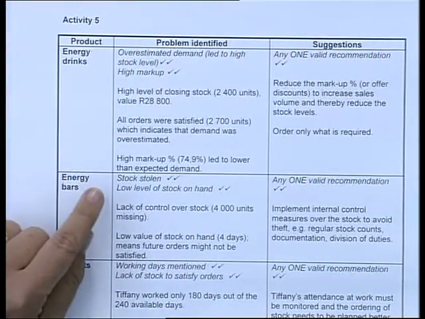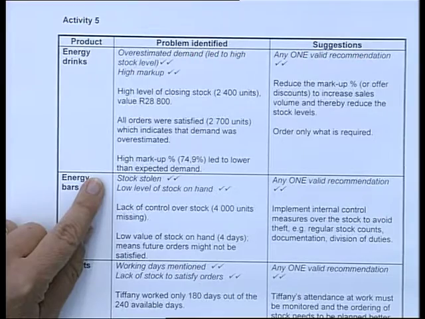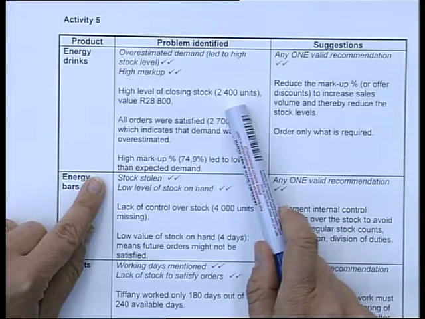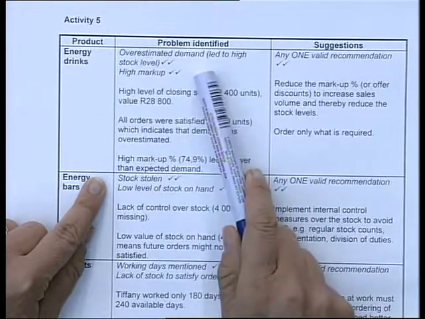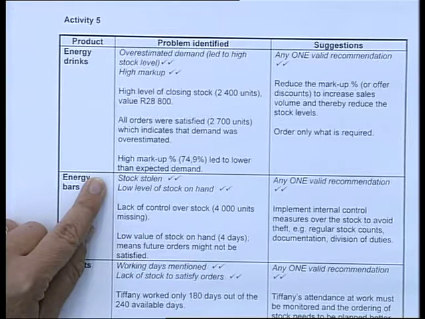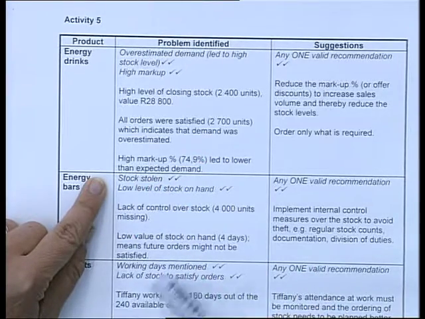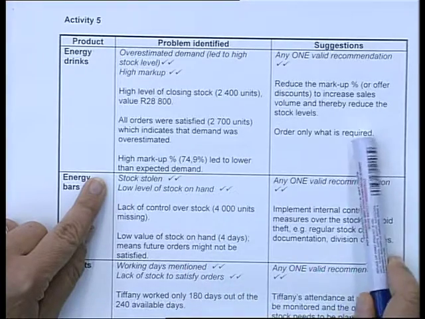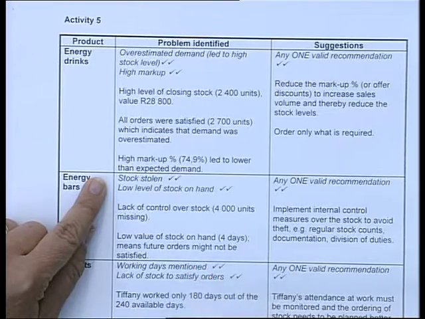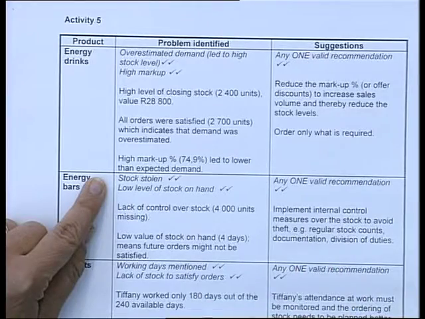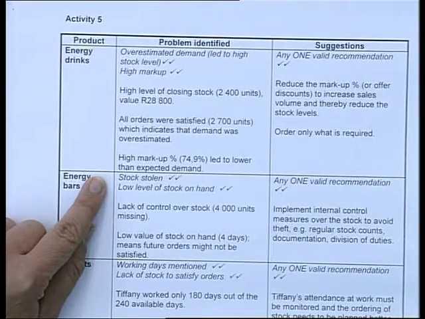For the energy drinks, you will find that there's a high level of closing stock, 2,400 units, and that they overestimated the demand, which led to high stock levels. There was a high markup, okay? All orders were satisfied, which indicates that demand was overestimated. What can you do to prevent that? What's the suggestion? Reduce the markup to get rid of the excess stock, okay? And to increase the sales volumes. Okay, there it says to reduce the stock levels. Order only what is required so that you don't have so much stock on hand.